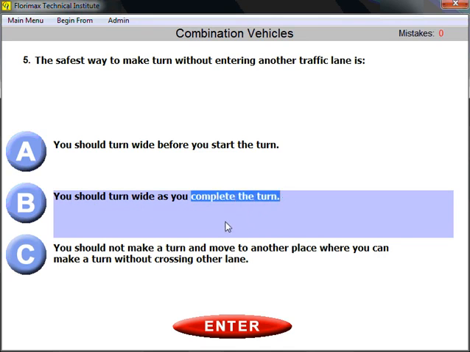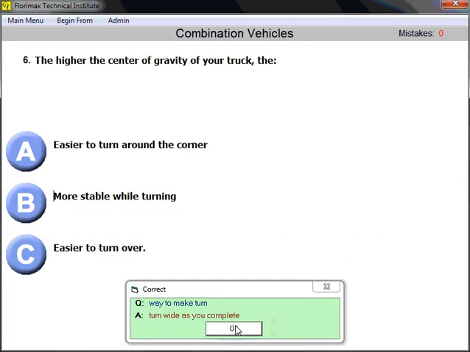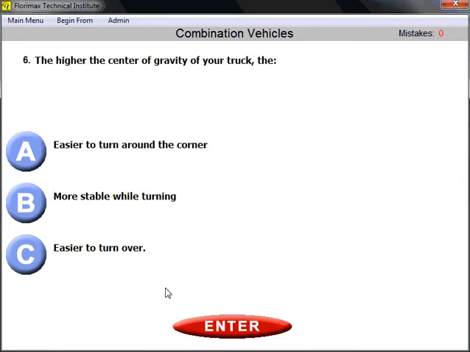As you complete. In other words, at the end of your maneuver, when you complete the turn, that's when you need to swing wide, to turn wide. Not when you start, not at any other moment. Complete the turn. When you complete the turn, you should turn wide. Very good.